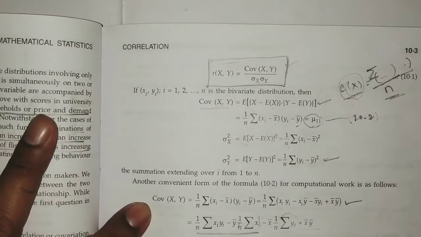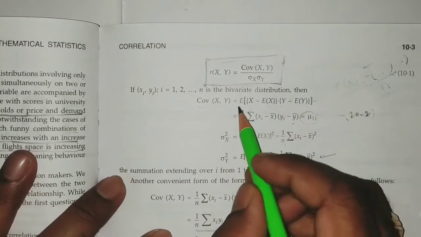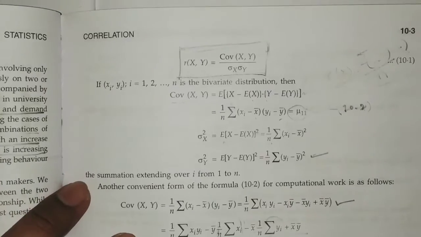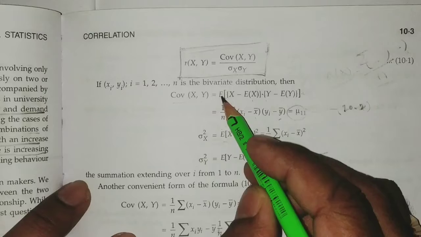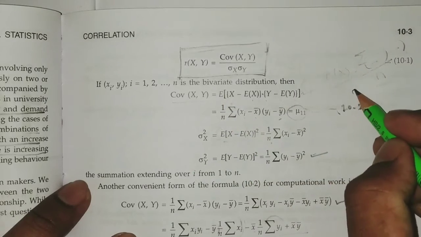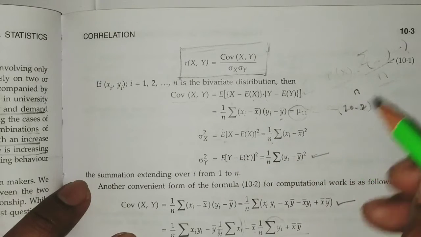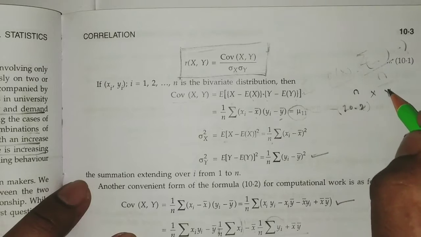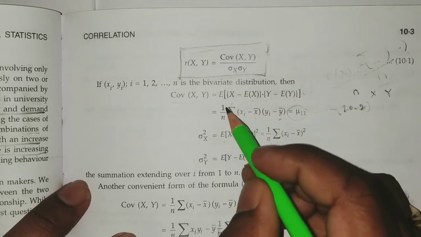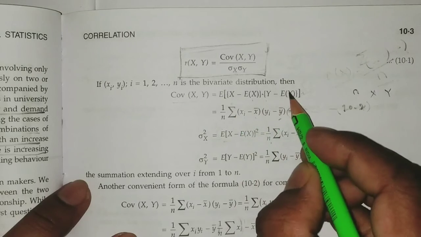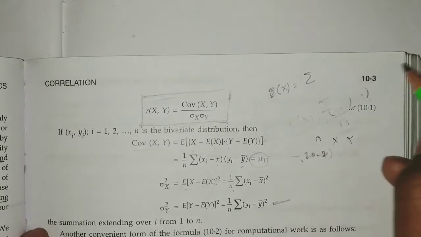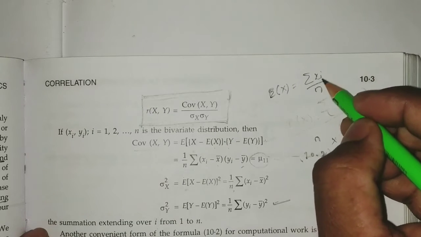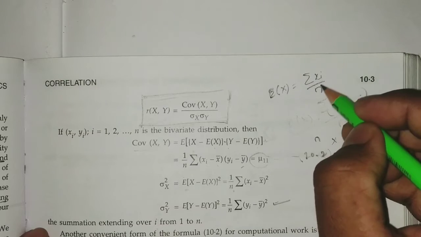Now we know very well from before that covariance of XY is nothing but expectation of (X minus expectation of X) into (Y minus expectation of Y). Suppose we have n values of random variable X, and random variable Y also has n values. So the expectation of this will be 1 by n, summation over this and this. You got my point? Expectation of X is nothing but summation over xi divided by n, the number of x values.